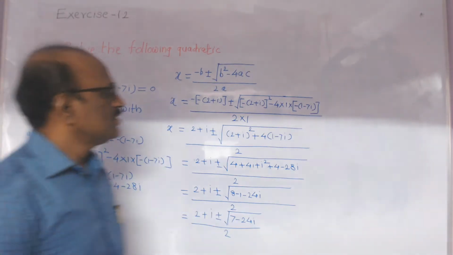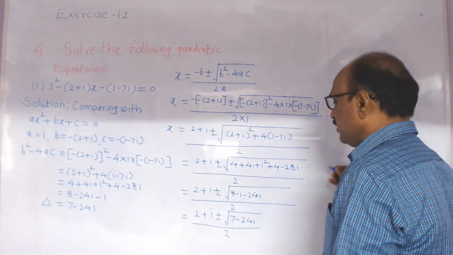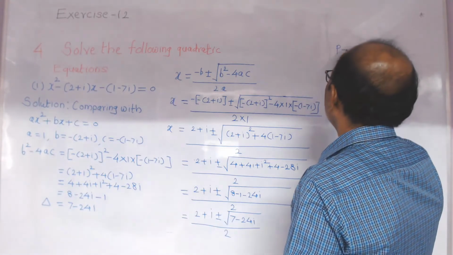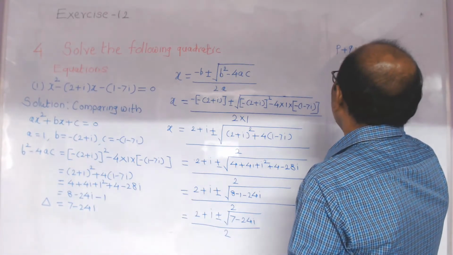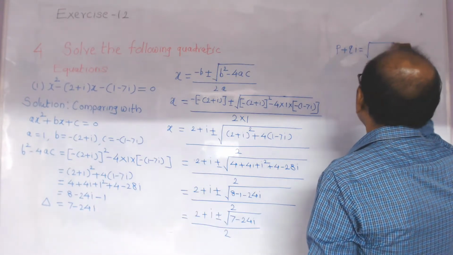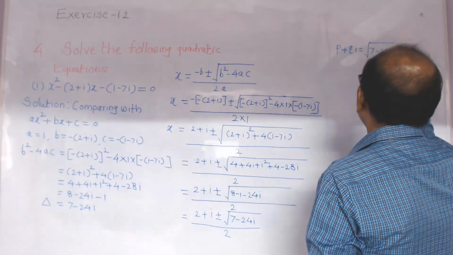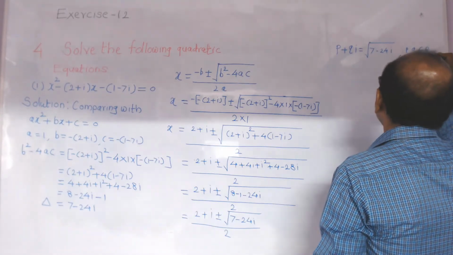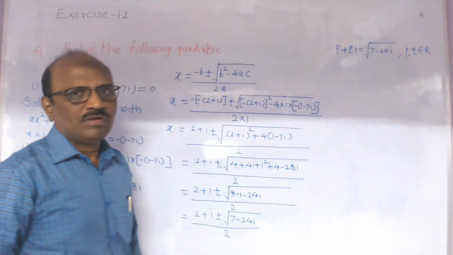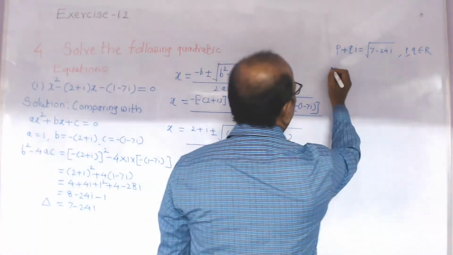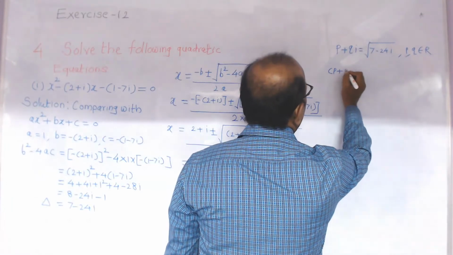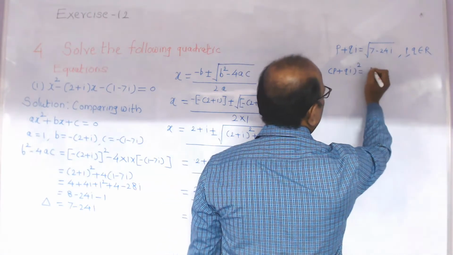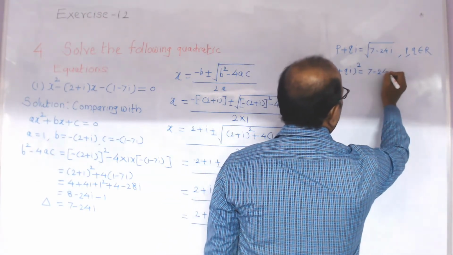Now to find the square root of 7 minus 24i, I can write here: let the square root of 7 minus 24i be p plus qi, where p, q belong to the set of real numbers. Now squaring on both sides, you will get (p plus qi) squared is equal to 7 minus 24i.